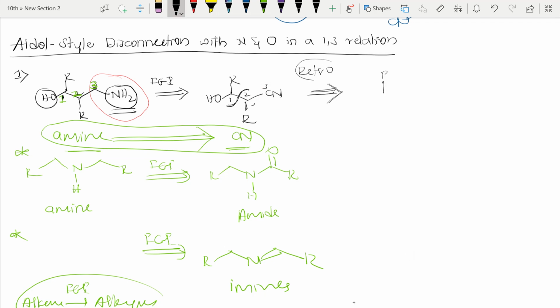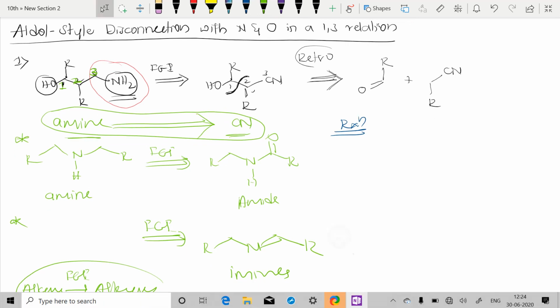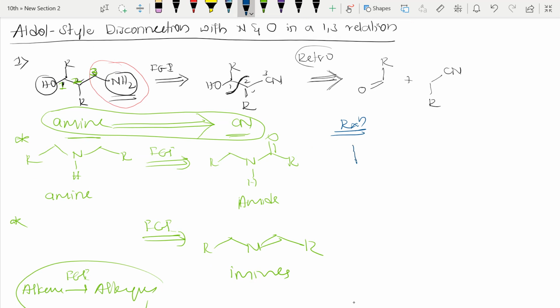So how will it break? I directly write the aldehyde, R-CHO, which I will get here, plus here CN will be there, CH2R. This is what I will get. You have asked me why I broke only at the 1, 2 carbon. I will explain that in this reaction. See the reaction which I am writing. While writing the reaction, the one which was broken last in retrosynthesis should be taken first.